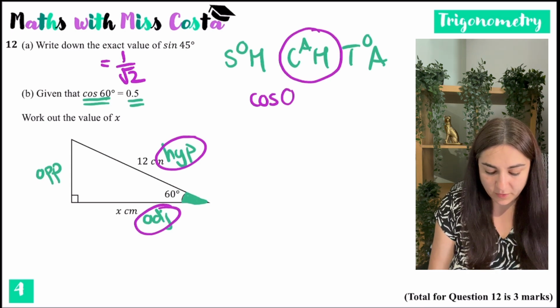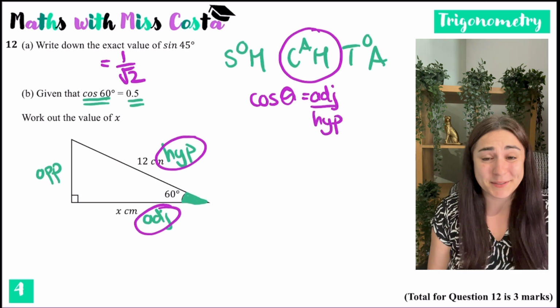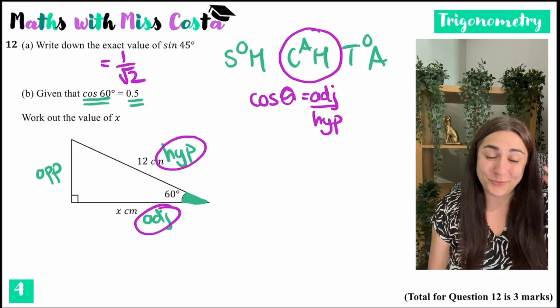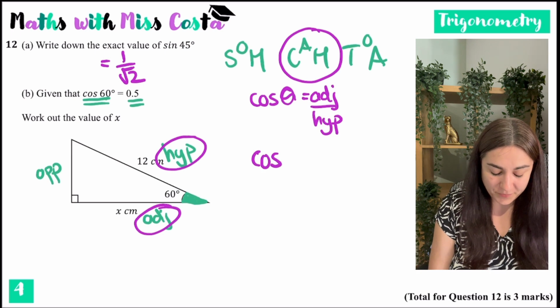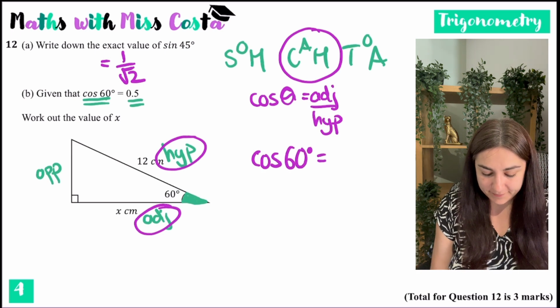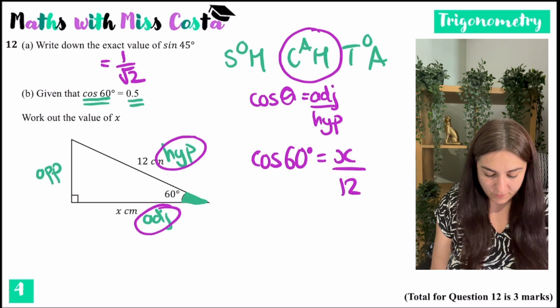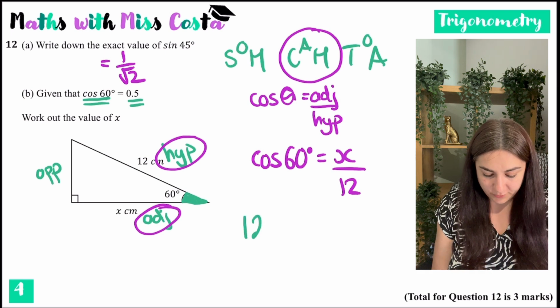So I write out cos theta equals adjacent over hypotenuse, and it's really helpful to just write it out, just because the amount of silly mistakes you make under the pressure is mad. So just write things out and take it slow. So let's substitute what I know. I know that the angle is 60 degrees. The adjacent is what I'm trying to find, and the hypotenuse is 12. So all I need to do is say 12 cos 60 equals x.